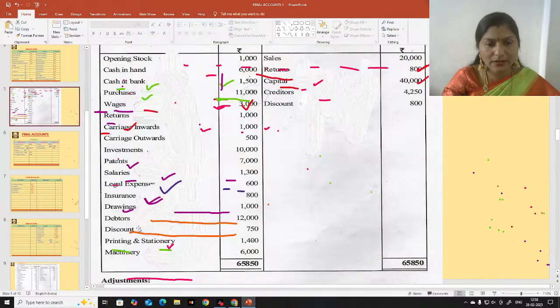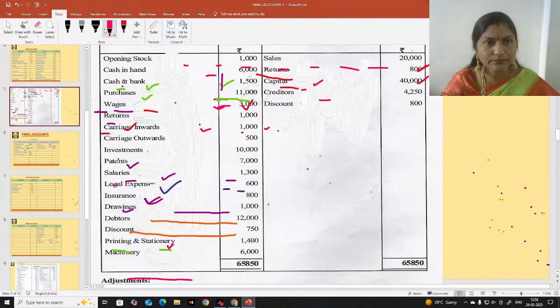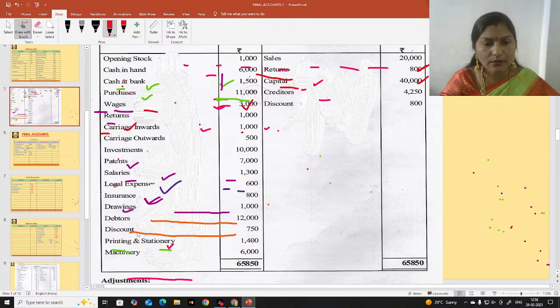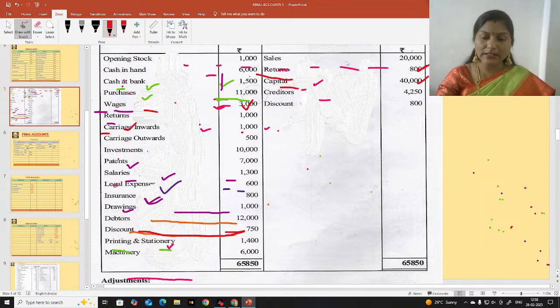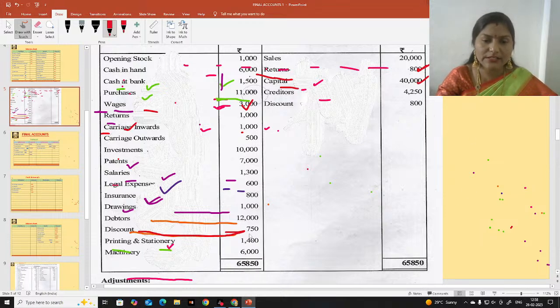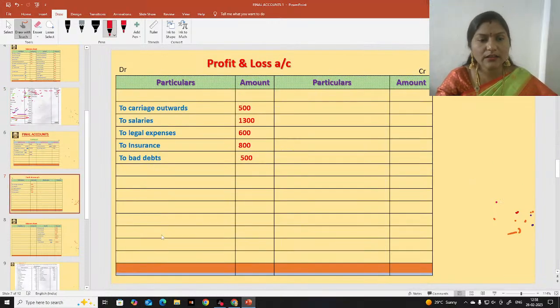Next item. After debtors, next item is discount. Okay, discount, where we write discount 750, here we have, you can see discount 750. Whenever we get discount, you should not get confusion. If discount is given on the debit side, in profit and loss account you have to record on debit side. If discount is given on credit side, you have to record in profit and loss account credit side. Here they have given discount on the debit side 750, so we will record in profit and loss account debit side. Let us go to profit and loss account and let us record it.